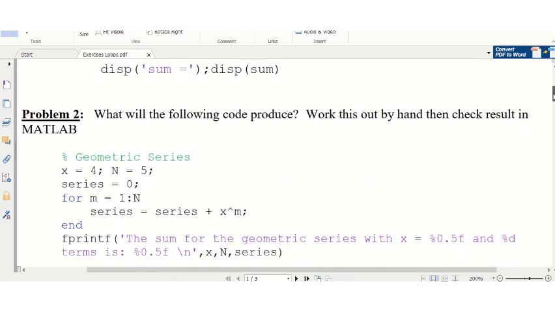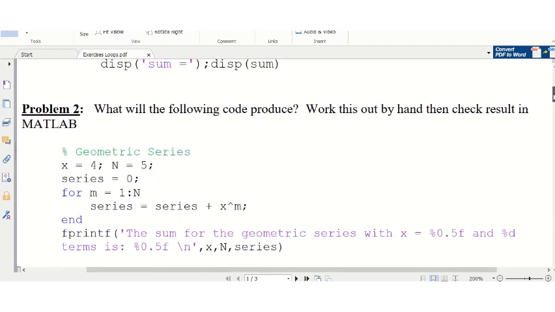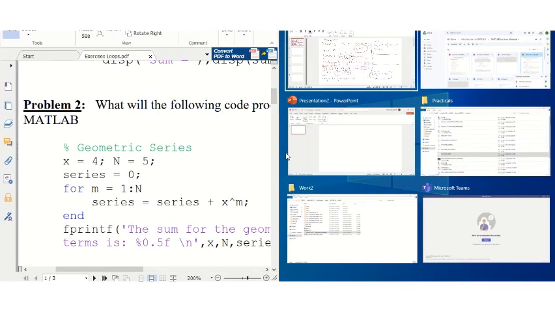What will the following code produce? Work this out by hand and then check result in MATLAB. X is equal to 4 is given, n is equal to 5 is given, series is equal to 0. So we are finding the series value, but for that we are assuming 0, predefined value, right? And for loop m is equal to 1 to n, series is equal to series plus x to the power of m. So try to execute the second one now.